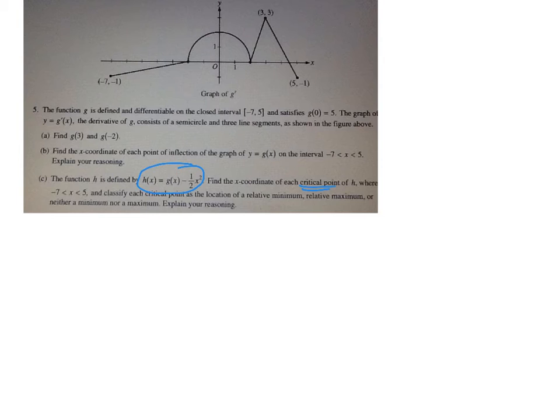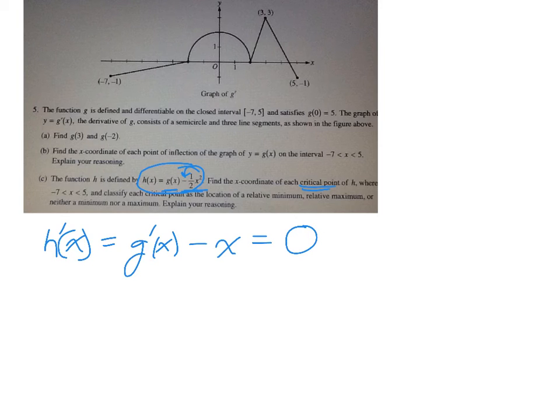Okay, so we know maximums and minimums occur when the derivative is equal to 0. So I'm going to find the derivative of h. I'm going to take the derivative of this part, g prime x, and the derivative of this second piece. If I bring the 2 down in front, the 2 and the 1/2 kind of cancel each other, and I get negative x. So there's my derivative of h of x. We want that to equal 0.